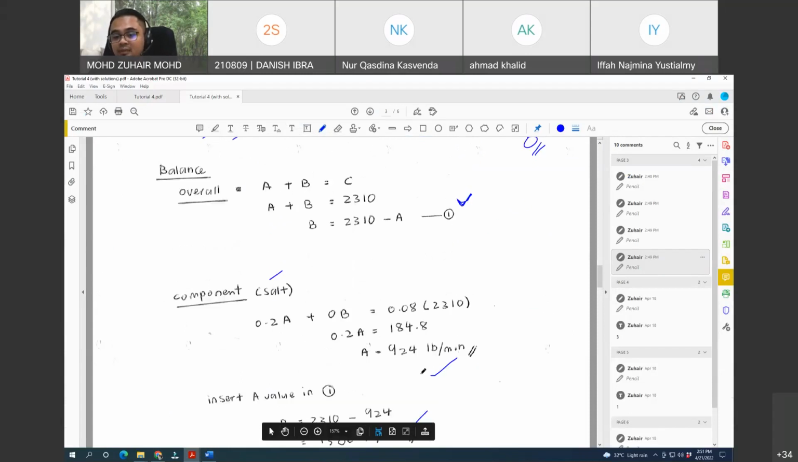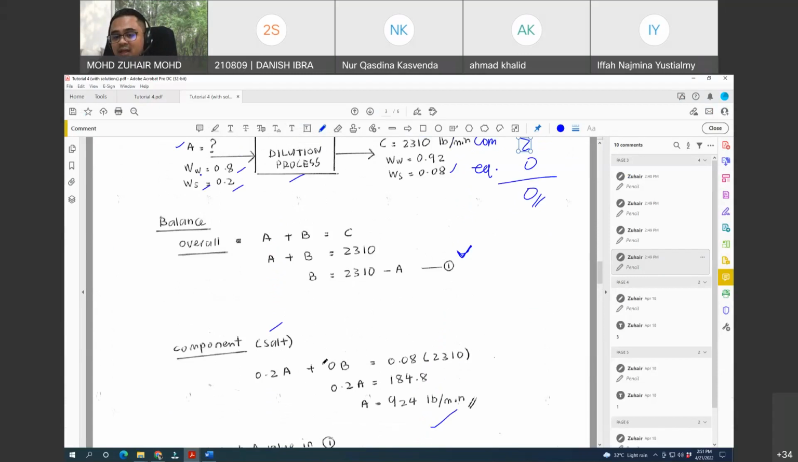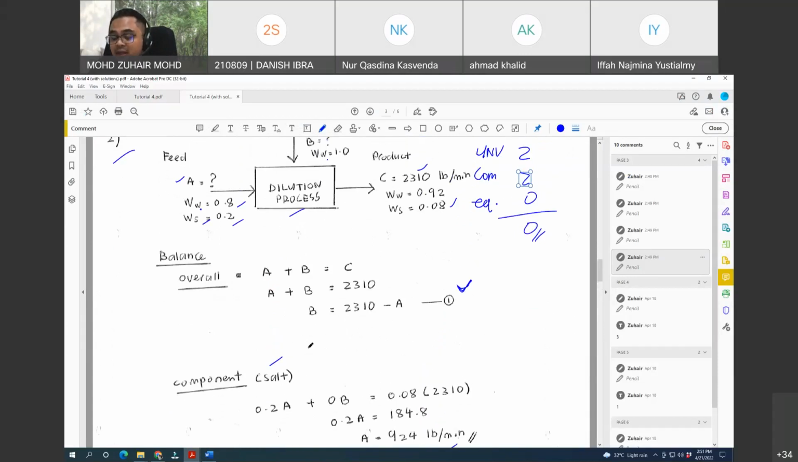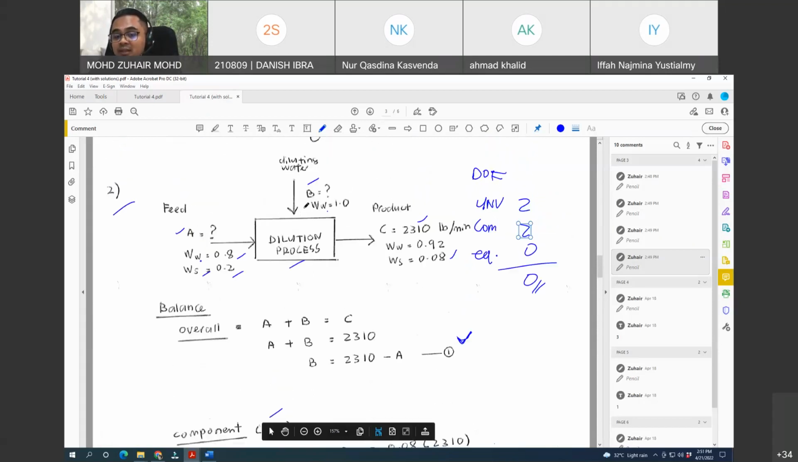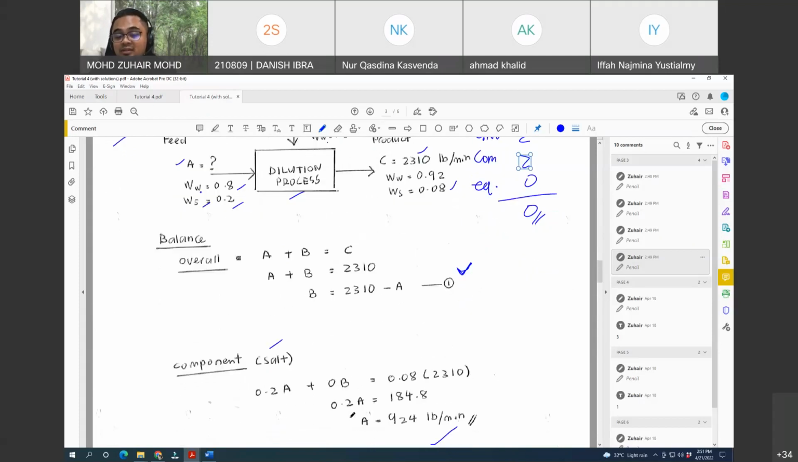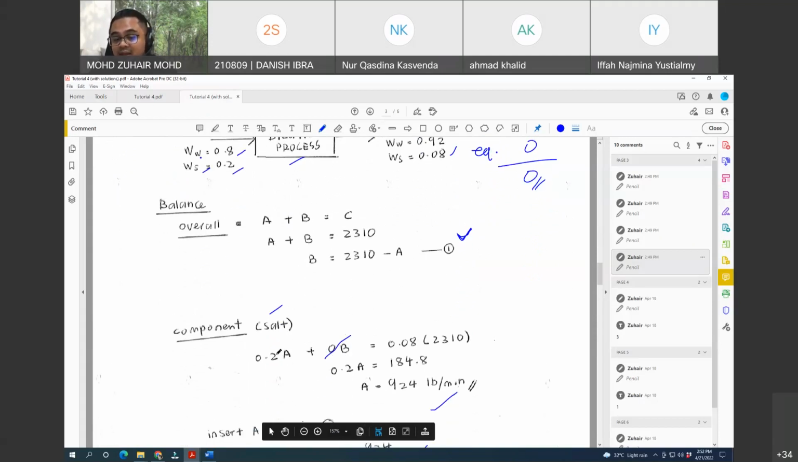Why did I choose salt instead of water? We can solve this using the water component mass balance too. But in this case I chose salt because we know that in the dilution water stream B, the salt is zero, so it is easy for us. B drops out, so we can directly calculate A.